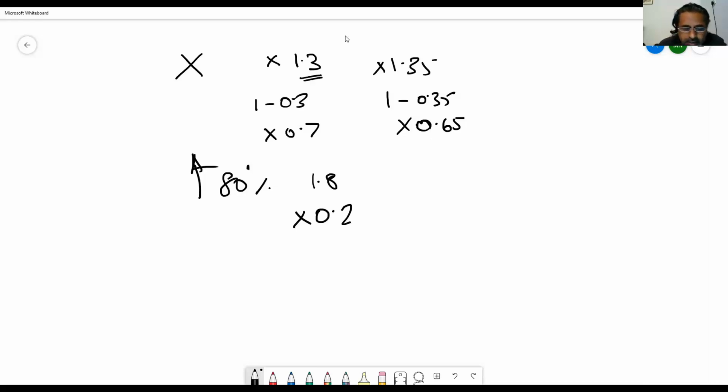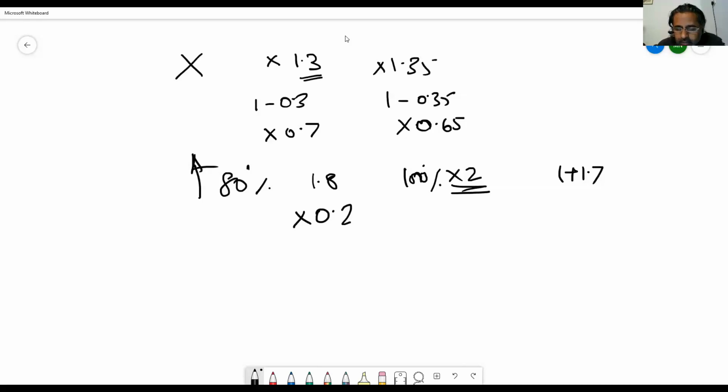Increasing by 100%. What happens? Into 2. Excellent. Increasing by 100% is multiplied by 2. Increasing by, let's say, 170%. 2 point 7. Right. Increasing by 170% means it is actually 1 plus 1.7, which is 2.7. Is that clear? Is that okay?